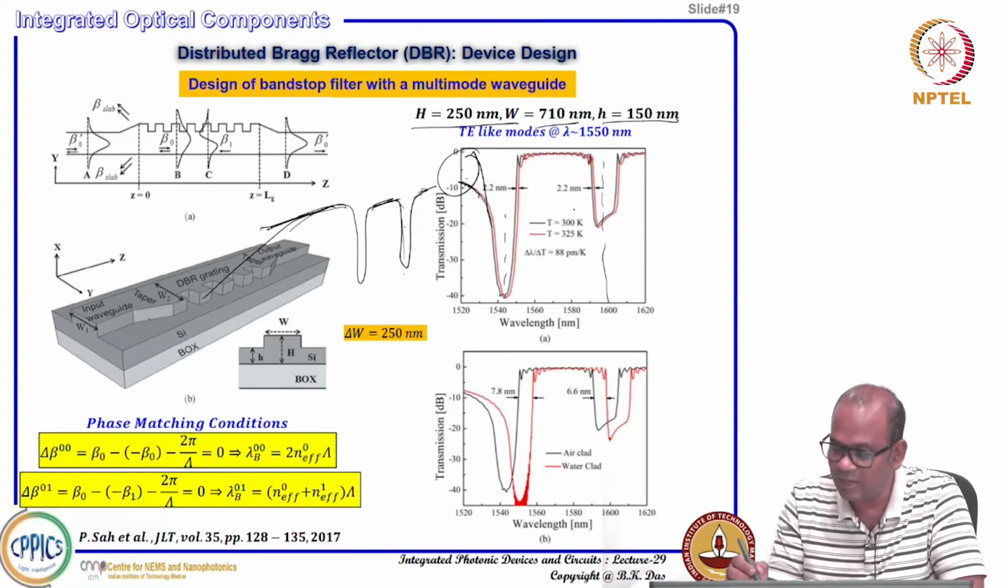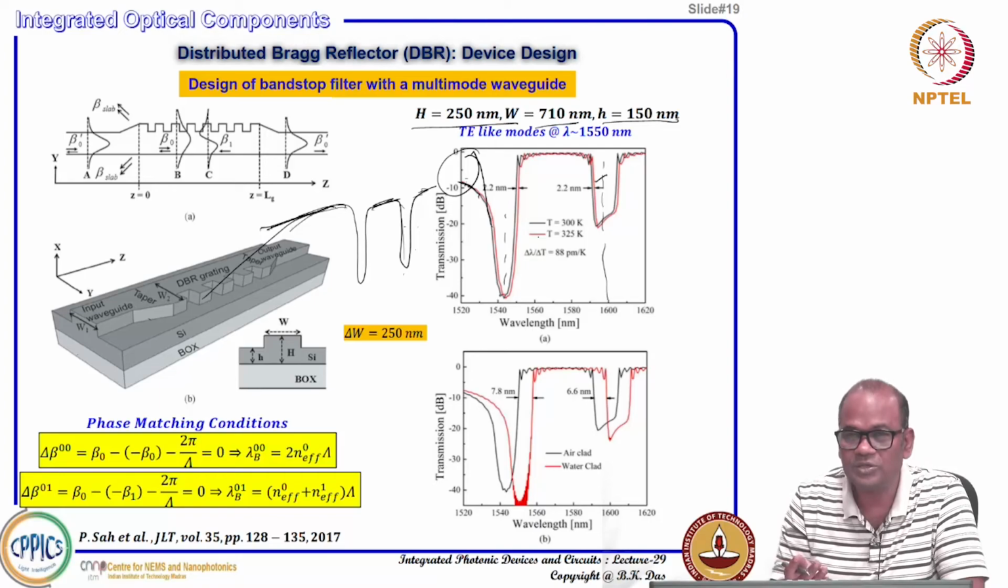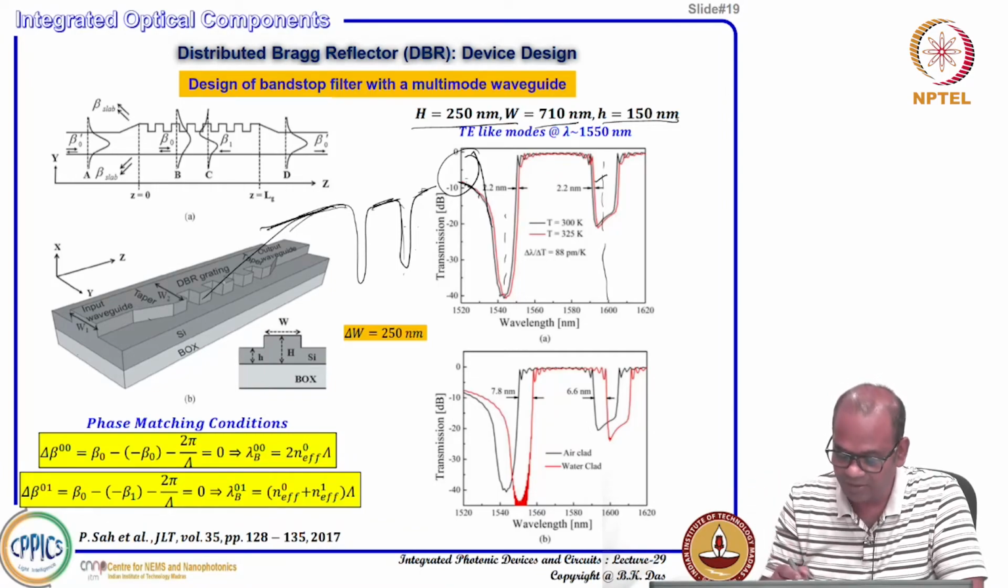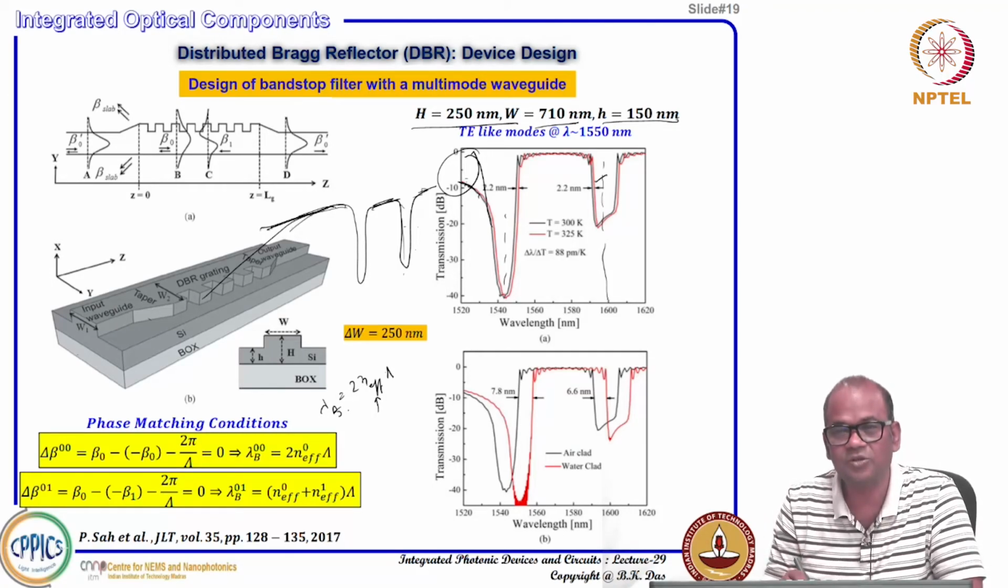And you see there is another curve also shown. If you increase the device temperature a bit, the refractive index of silicon increases, and because of that your N effective also increases. Since lambda B equals 2 N effective times the period, when N effective slightly increases due to temperature, that is called the thermo-optic effect.